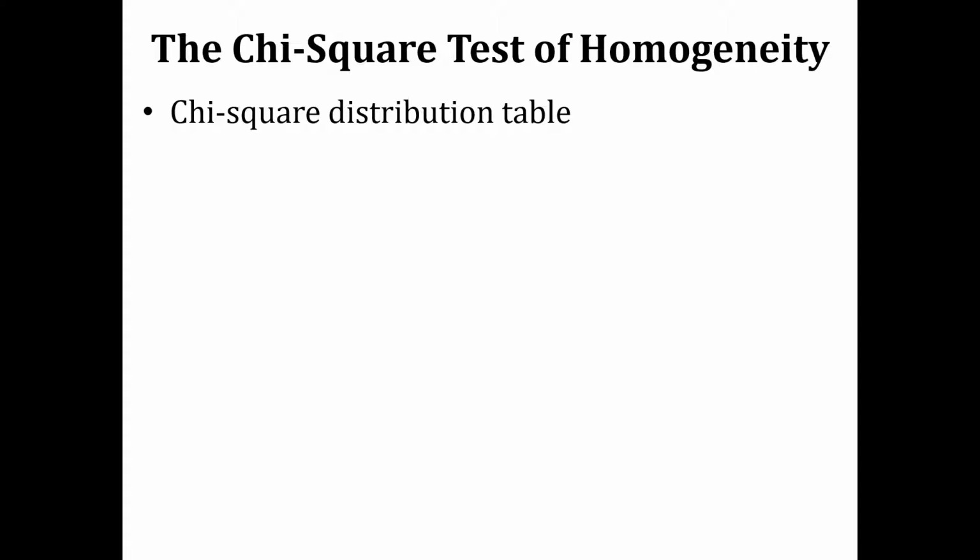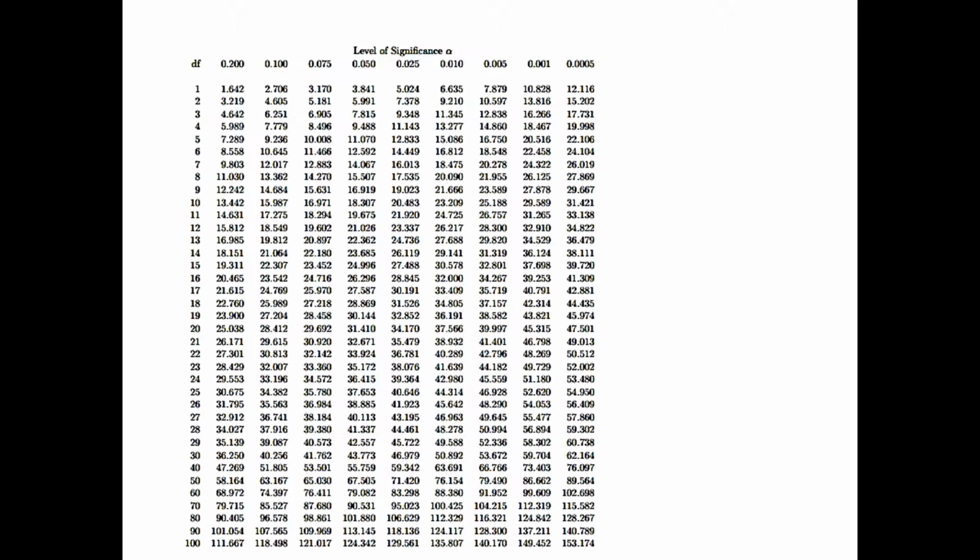So this is our chi-square distribution table. And in this table, as you can see, the columns represent the probability values for different levels of significance, and they are arranged in rows according to the degree of freedom. So what was our degree of freedom in this case? It was 3. So what is our first level of significance? It is 0.05, and the value is 7.815.